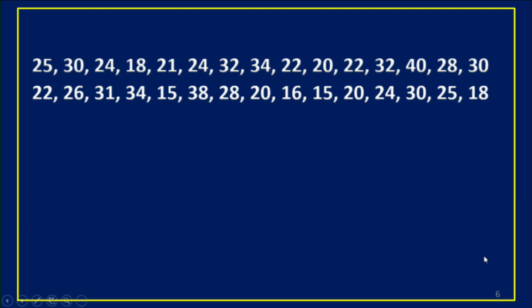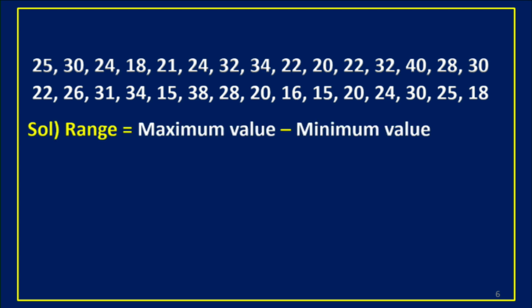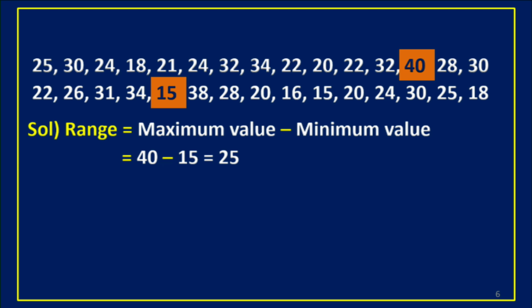Now, what we have to do? We have to prepare a frequency distribution table. First, we have to find the range. Children, what is range? Yes, it is the difference between the maximum value and the minimum value. So, I can say range equal to maximum value minus minimum value. 40 is the maximum value and 15 is the minimum value. So, what we can do here? 40 minus 15. Children, what is 40 minus 15? Yes, it is 25. Now, class interval is taken as 4.